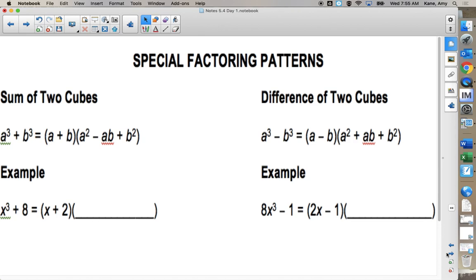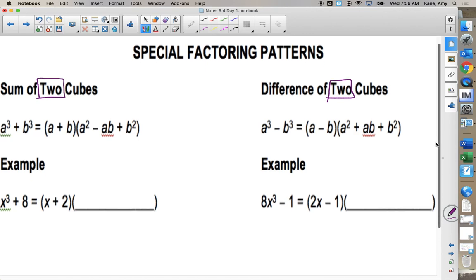So this pattern works for the sum of 2 cubes or the difference of 2 cubes. And they must be cubes, and there can only be 2 of them. So like the difference of 2 squares, a squared minus b squared. So this pattern only works if they're cubes. So now you have to think of like what numbers are cubes. So like 2 times 2 times 2, 3 times 3 times 3.